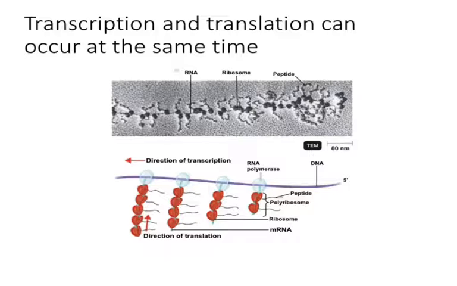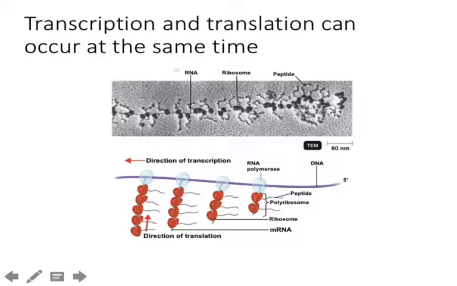Because of those two features, because there's no processing required, and because transcription and translation occur at the exact same time, we can get what has been called in the past these Christmas tree structures, where you have a single strand of DNA, and then off of that DNA you have RNA polymerase moving down, producing mRNAs, and on each of those mRNAs, as they're still undergoing transcription, they can be translated at the exact same time. This allows for incredibly quick changes in gene expression.